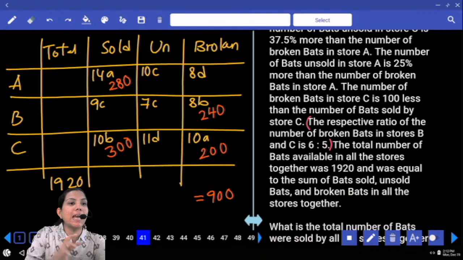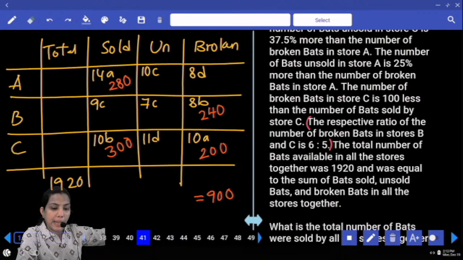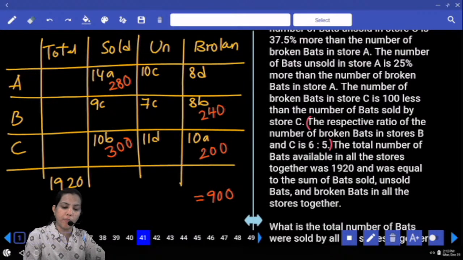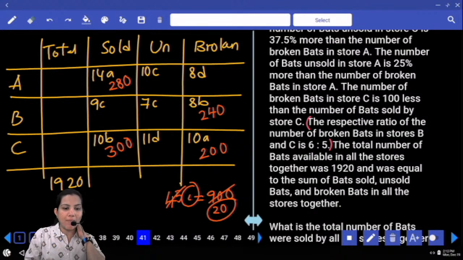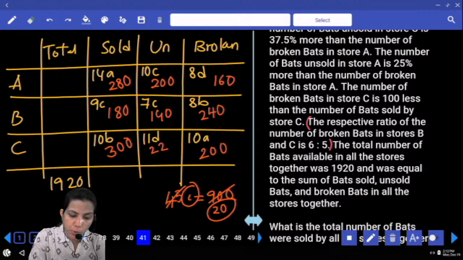But I know that C and D are equal. C and D equal. 10 plus 8, we are adding the first row. 10, 8, 18. 18 plus 9 is equal to 27. 27 plus 7 is equal to 34. 34 plus 11 is equal to 45. So finally, either it is 45C or 45D, no problem. So 45 exactly how many times? 20. So C is equal to 20 means D is also 20. We substitute them. So it is 200. Next value 160. Next value 180. Next value 140 and it is 220.